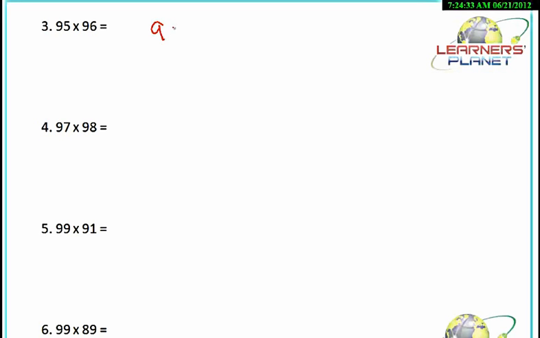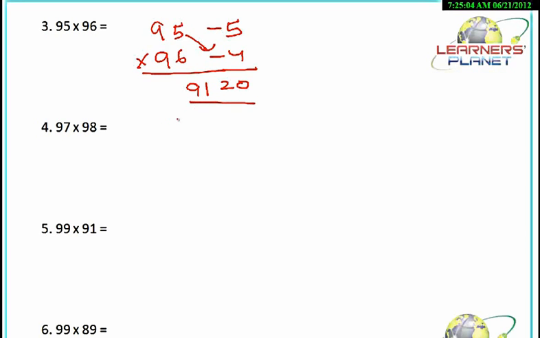Let's take another example, 95 into 96. Let's begin. It's minus 5 from 100, and it is minus 4 from 100. 5 into 4 will give us 20. Then 95 minus 4 will give us 91. We have to subtract in cross. Whether we subtract 95 minus 4 or 96 minus 5, in both cases we'll be getting the same answer. So we just have to do the cross subtraction once only.